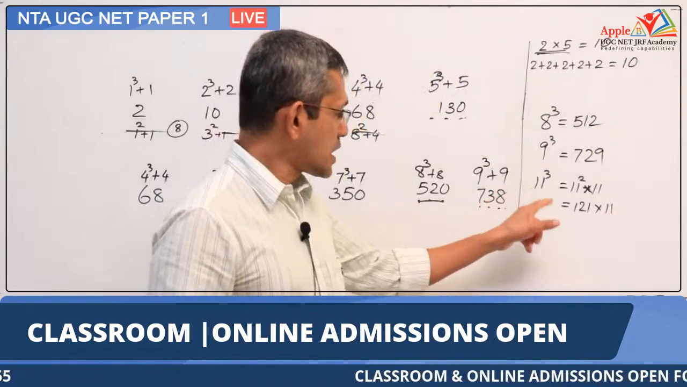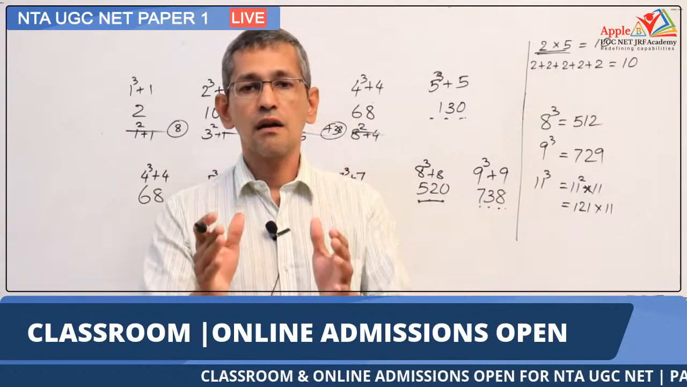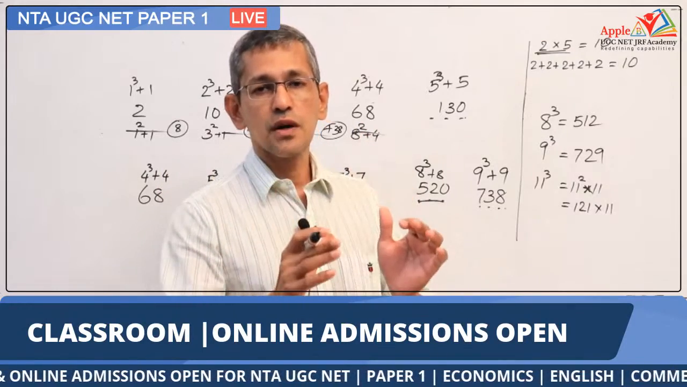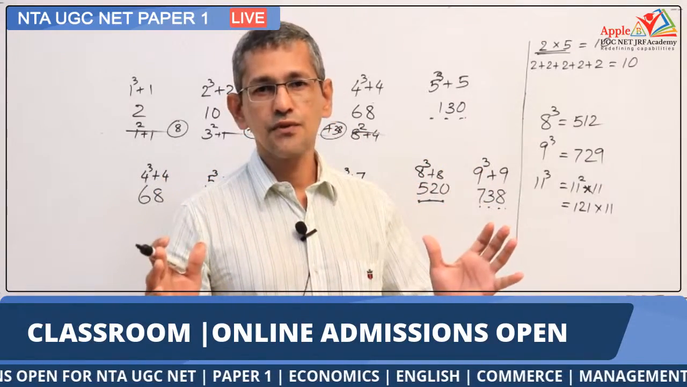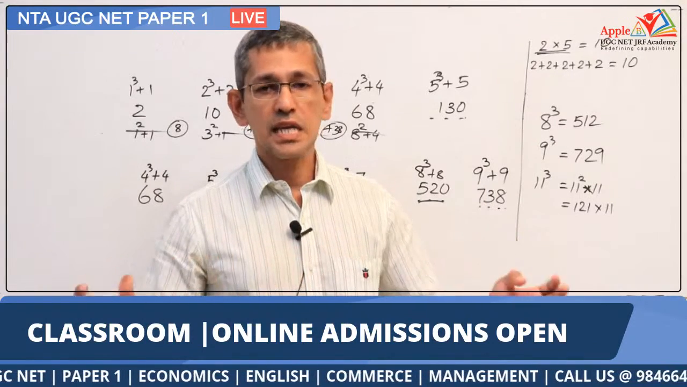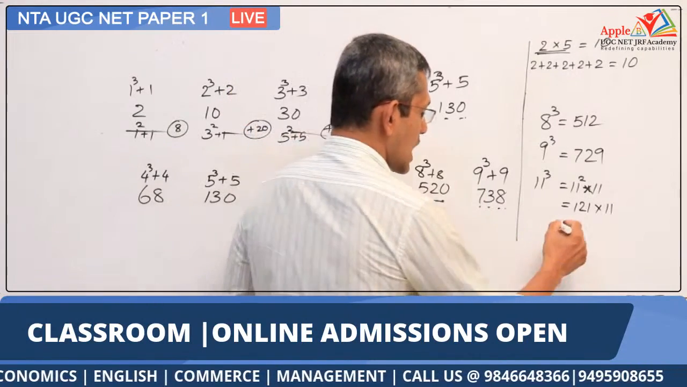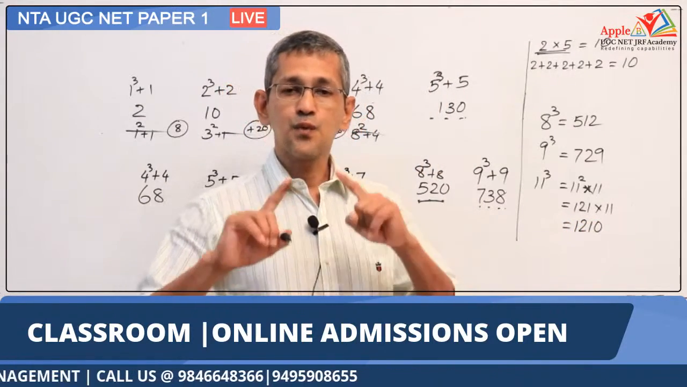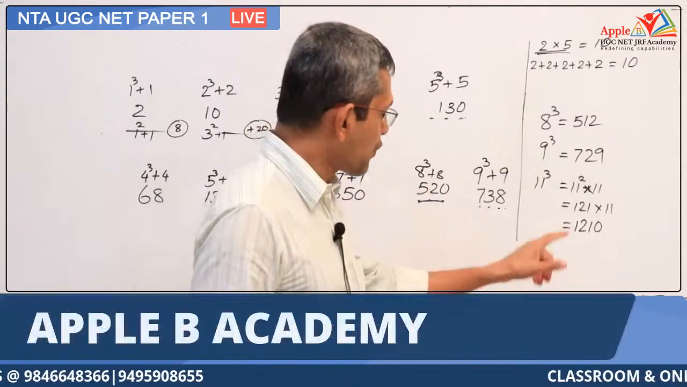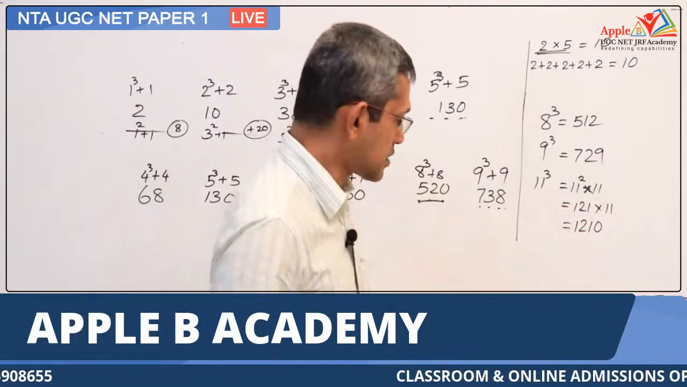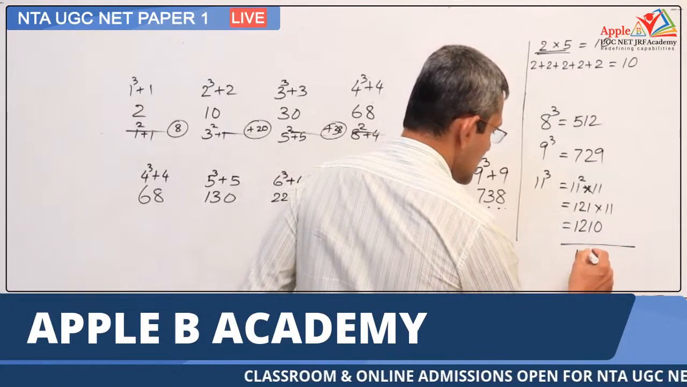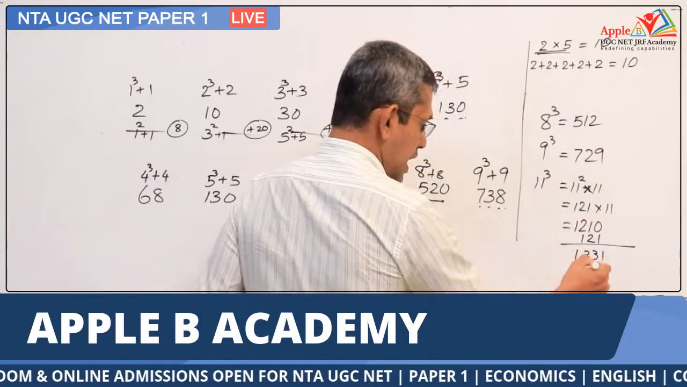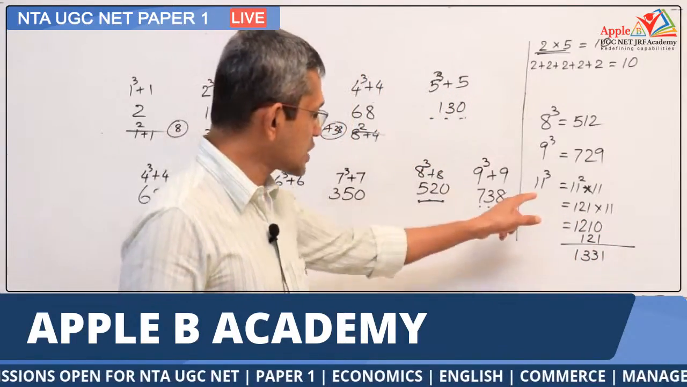Same way, 121 into 11 means 121 is added 11 times. So the best way to deal with this, we assume that 121 is added 10 times first. The reason for that, the multiplication with 10 is really easy. So 121 added 10 times, we have the answer 1210, right? Then 121 must be added one more time. So 1210 plus 121. So when you add it, what you get is 1331. So that is what 11 cube is.